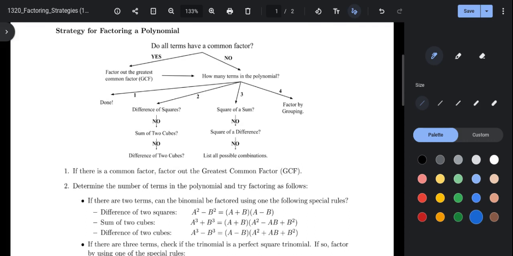So here I have a flow chart that runs through the steps to help guide our thinking as we look at what to do with a polynomial and how to factor it. So first thing we're going to look at is, do we have a common factor? If we do, then we're going to want to factor out the greatest common factor. If you've forgotten what a greatest common factor is, let's review that really quickly. So if I had the number 6 and the number 3, and I asked you to find the greatest common factor, we would first need to know their factors.